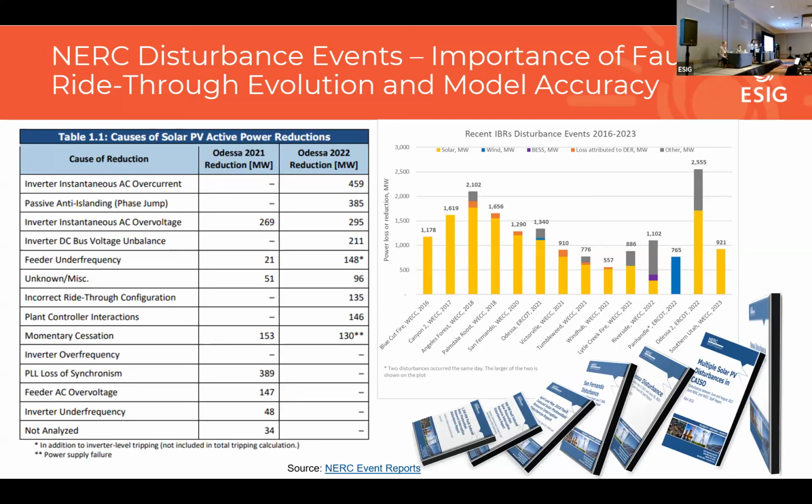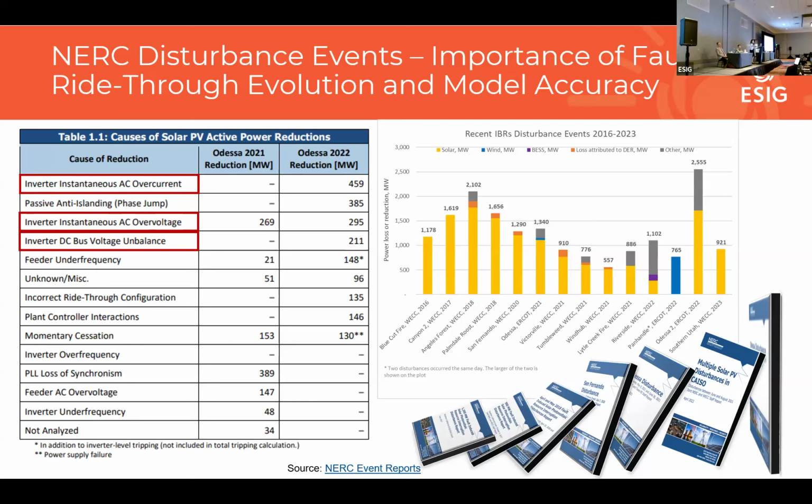In yellow, these are solar events, in blue is wind, and gray is showing synchronous generation that disconnected during the same time. And so in these events, especially during the last Texas events in Odessa, Texas in 2021 and 2022, it was discovered that 3 of the causes of inverter tripping, you cannot even capture in the phasor domain models because these are subcycle phenomena. They trip on instantaneous changes in variables on the grid.